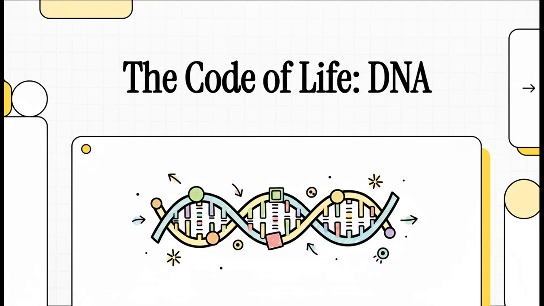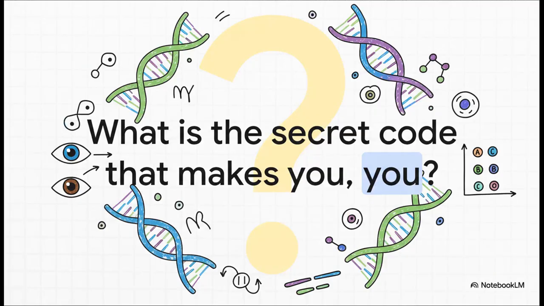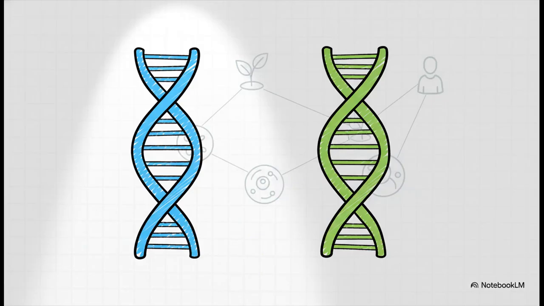All right, let's get right into it. Today, we're cracking open the ultimate instruction manual, the code that builds every single living thing on this planet, and that includes you. I mean, really think about it. What is it that dictates the color of your eyes, or how tall you are, or even your blood type? The answer to all of that, it's all written down in a microscopic masterpiece of information storage. And that masterpiece is a molecule called deoxyribonucleic acid.